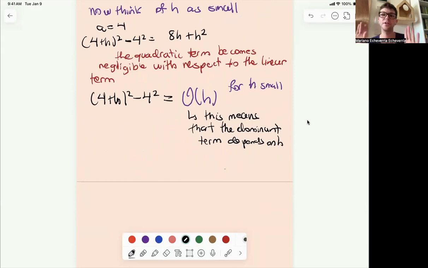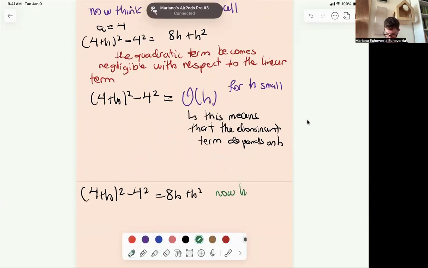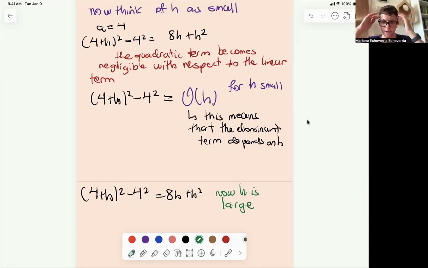Okay, so let's continue with this example so that you see an interesting difference, and then I'll do another one. But now let's say that I tell you that h is large. So now you're thinking of h as going to infinity. So h will be 100 and then 1,000 and then 1,000,000 and then 1,000,000,000,000 or whatever you want.